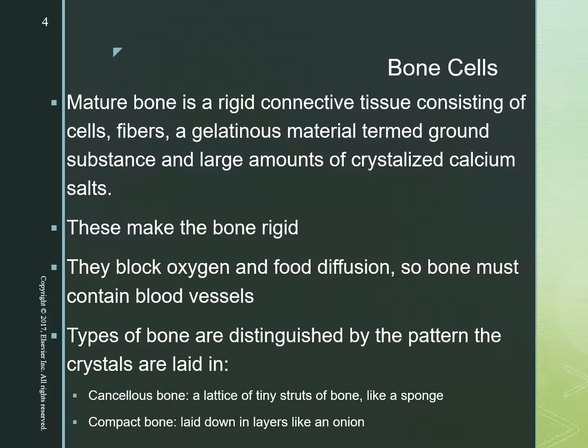So mature bone is a rigid connective tissue consisting of cells, fibers, a gelatinous material termed ground substance, and a large amount of crystallized calcium salts. This makes the bones rigid. They block oxygen and food diffusion, so bones must contain vessels. The types of bones are distinguished by the pattern the crystals are laid in. Cancellous bone is a lattice of teeny struts of bone like a sponge. Compact bone is laid down in layers like an onion.